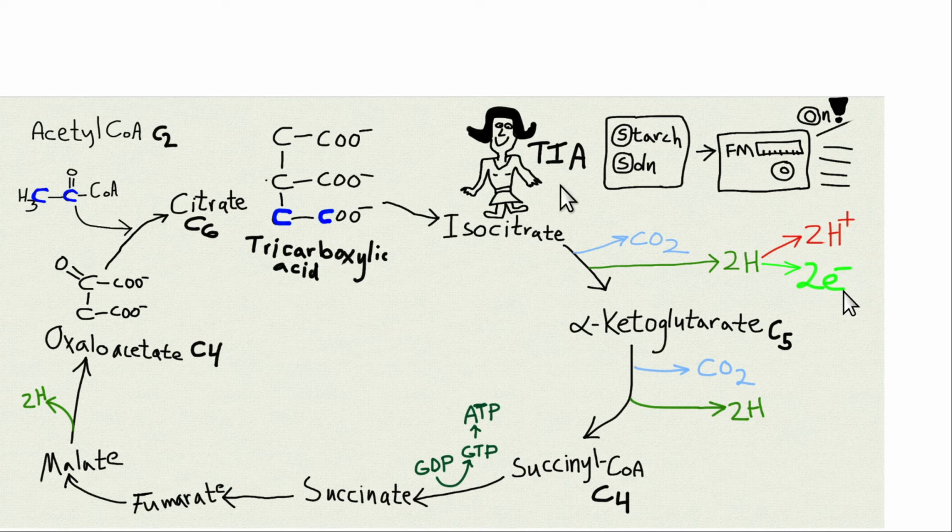This right here is just a little mnemonic. When I was a medical student, I had the highest biochemistry score in the whole United States, and this is how I did it. I just made a bunch of mnemonics to remember everything. So TIA is like the word for aunt in Spanish, and T for tricarboxylic acid, I for the next intermediate in the cycle, isocitrate.